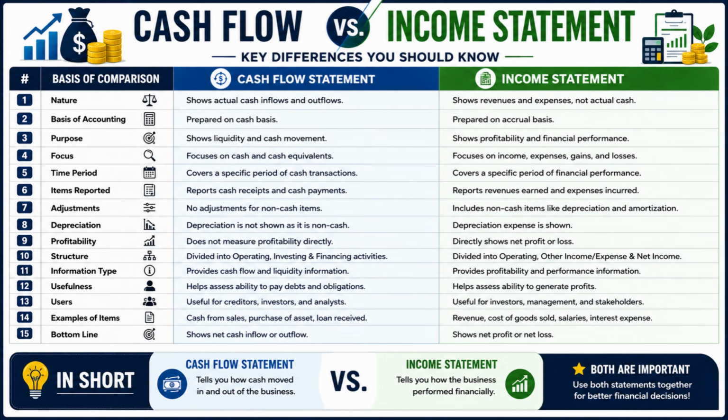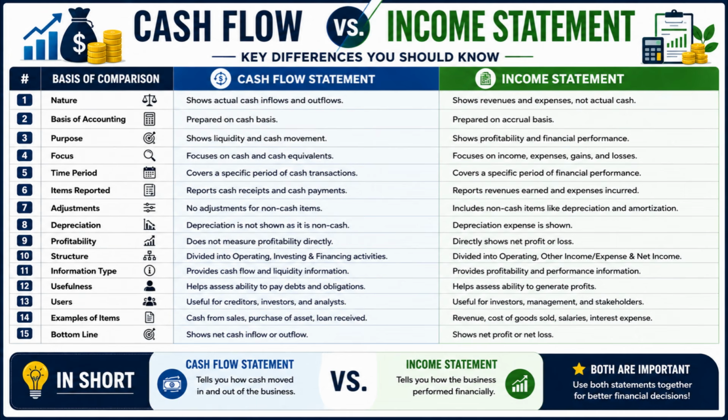Number 4. Cash flow statement records cash and cash equivalent transactions, whereas income statement records incomes, expenses, gains, and losses. Number 5. Cash flow statement explains how cash moved during a specific period, whereas income statement explains how much profit or loss was earned during that period. Number 6. Cash flow statement reports cash receipts and payments, whereas income statement reports revenues earned and expenses incurred.